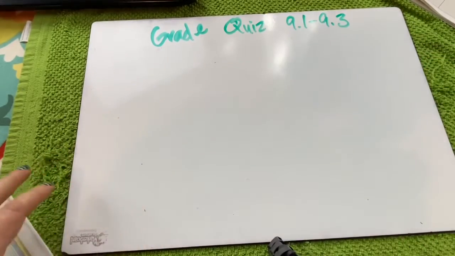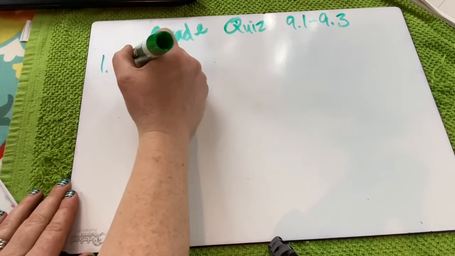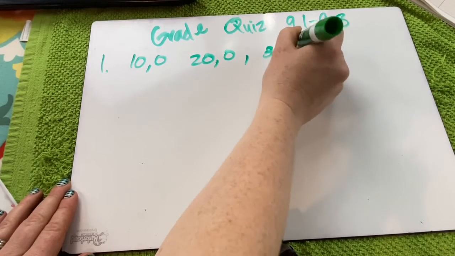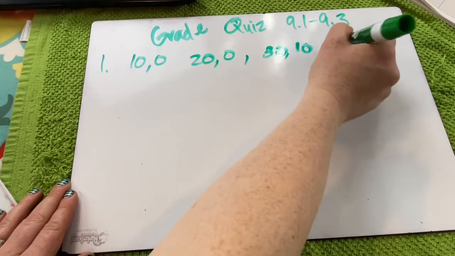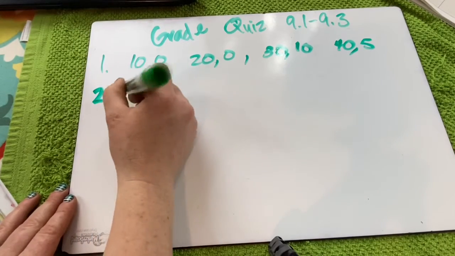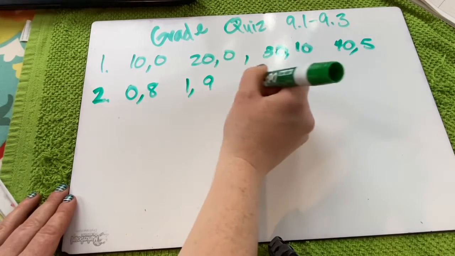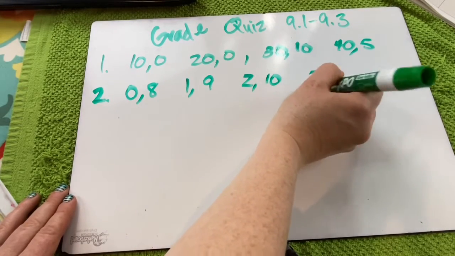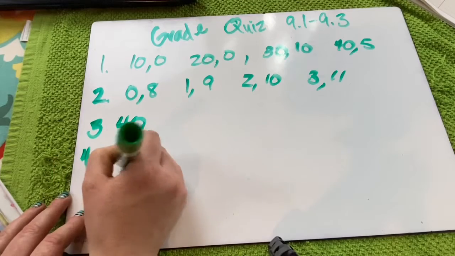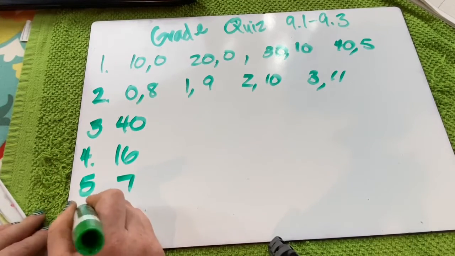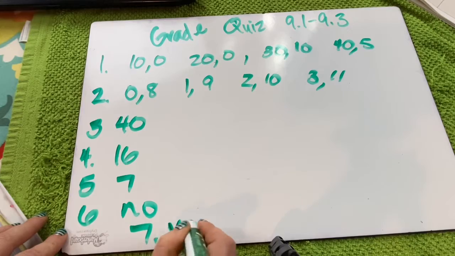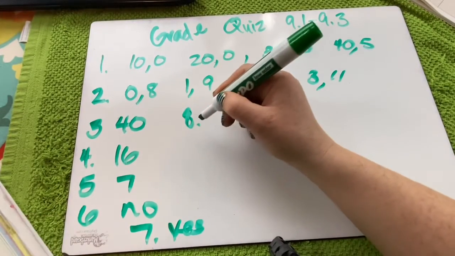Okay, so we have number 1. You have 10, 0, 20, 0, 30, 10, and 45. Okay, sorry, I haven't reached that far. Okay, number 2. You have 0, 8, 1, 9, 2, 10, and 3, 11. Number 3, you have 40. Number 4, you have 16. Number 5, you have 7. Number 6, you have no. Number 7 is yes. Number 8 is yes.